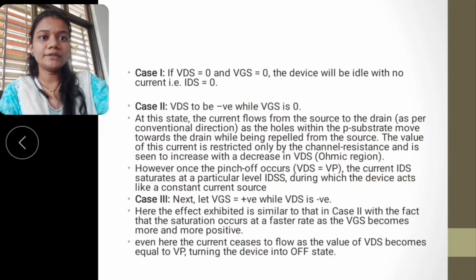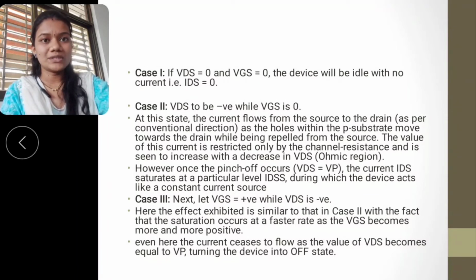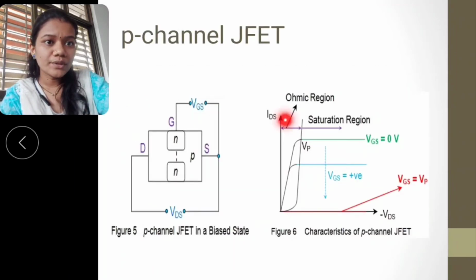So this time what happened? The current flows from source to the drain as per the conventional direction, as the holes within the P substrate move towards the drain, okay, while being repelled from the source. As this is the P channel, the majority carriers are holes. So as the voltage is applied, the holes are attracted and start moving towards the drain, and somewhat repulsed because of the source voltage. So the value of this current is restricted only by the channel resistance, okay. So as VDS increases, we can call it an ohmic region. Yes, this is your ohmic region.